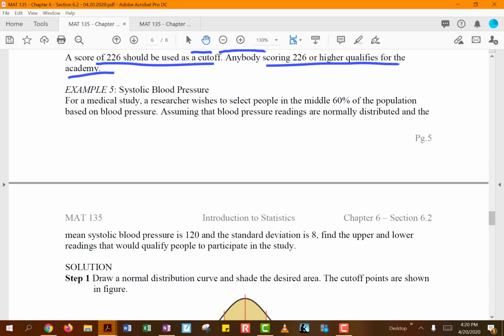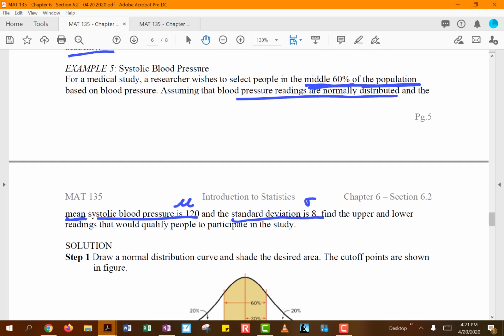Right, let's look at another example here. We're talking about the systolic blood pressure. So they are saying for a medical study, a researcher wishes to select people in the middle 60% of the population based on blood pressure. We are again saying assume that the blood pressure readings are normally distributed, and the mean systolic blood pressure is 120, so that's our mu. Standard deviation is 8, so that's sigma. And they want to know what is the upper and the lower readings that would qualify people to participate in that study. So remember, they are saying middle 60%.